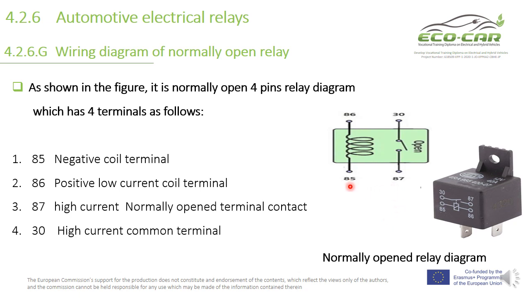85, negative coil terminal, this one. 86, this one, positive low current coil terminal. 87, power output, high current normally open terminal. This one, 87. And 30, high current common terminal. So this is the common terminal of the relay, and also this one here.